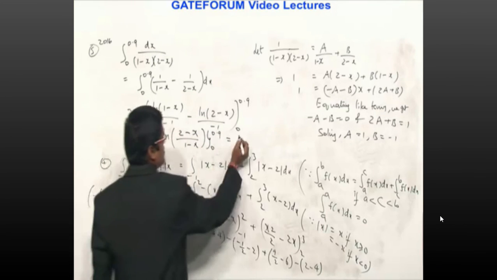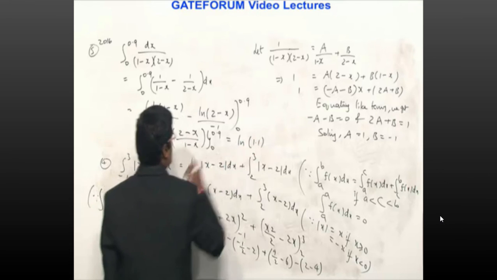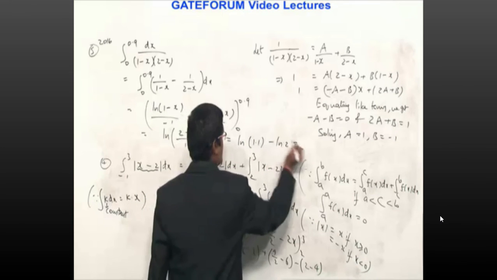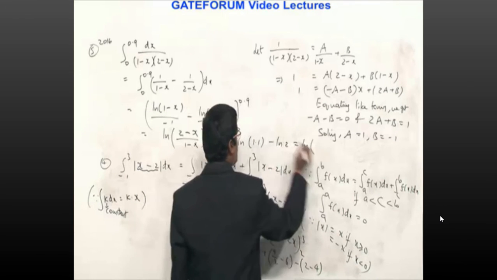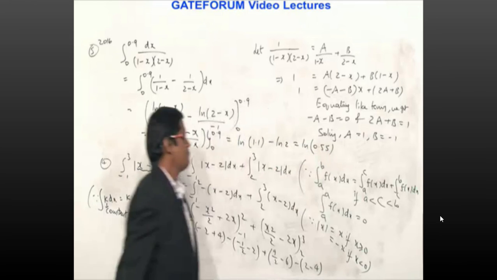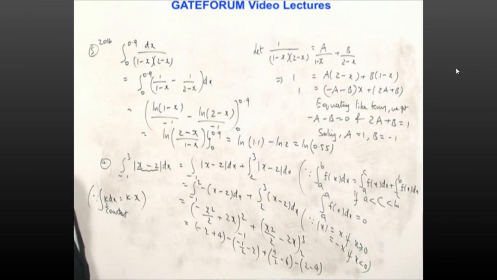So if I put 0.9, it gives 1.1, and if I put 0, minus log 2. So again using properties of logarithm, ln of 1.1 by 2, that is 0.55. So this is the answer.